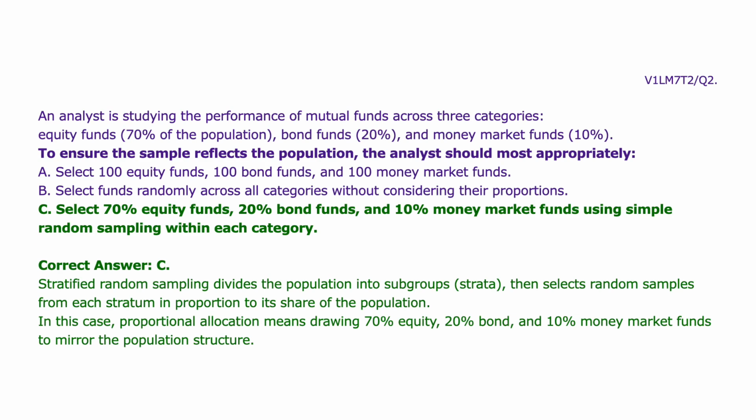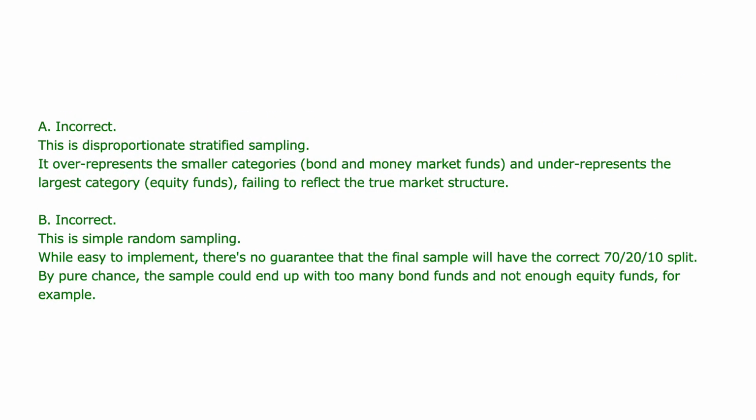Proportional allocation is the defining feature of stratified random sampling. The sample proportions, 70, 20, 10, exactly match the population proportions to ensure representativeness.